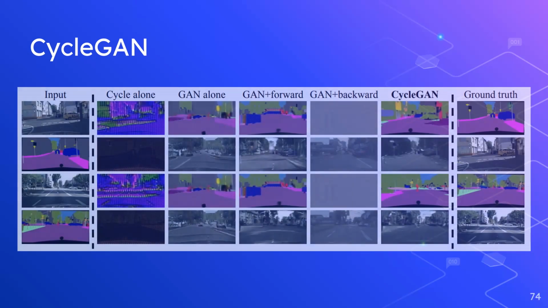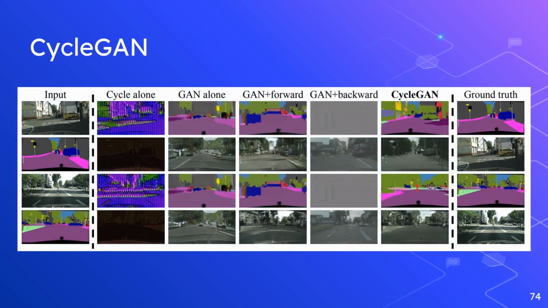This picture illustrates why each component of the loss function is needed. We get the best results when we include the GAN loss and both the forward and backward cycle consistency losses.